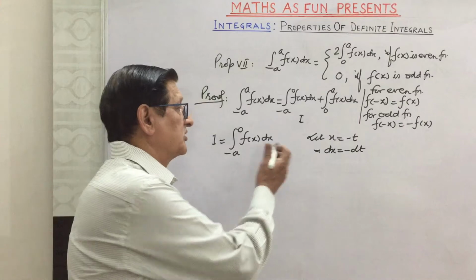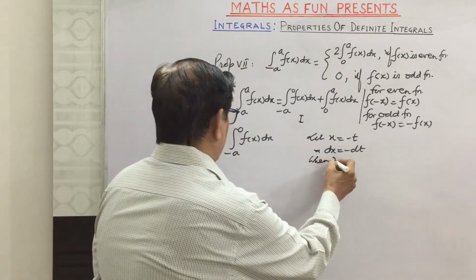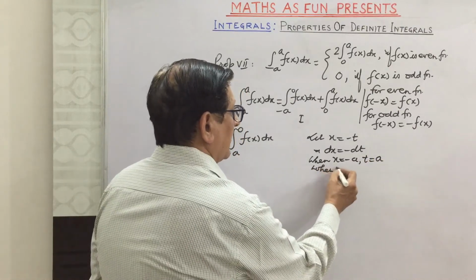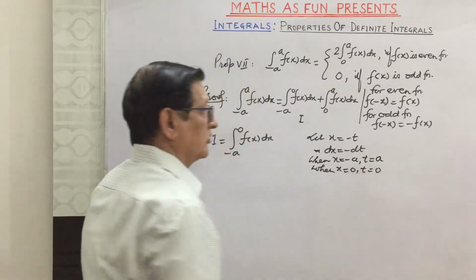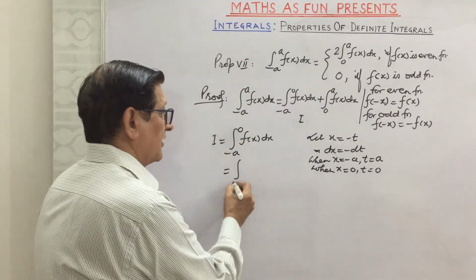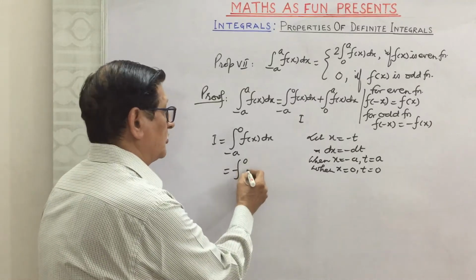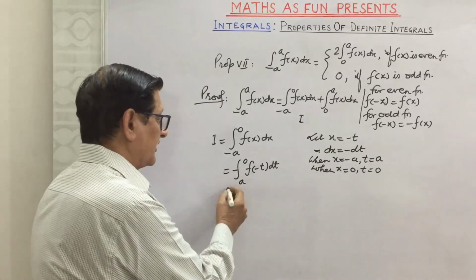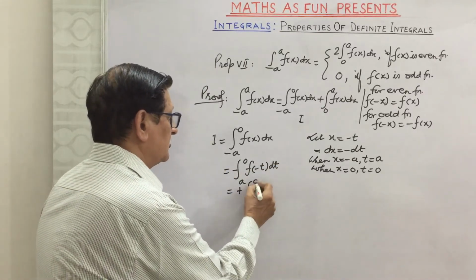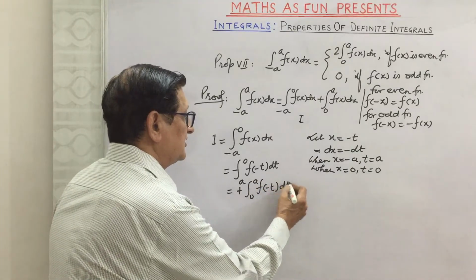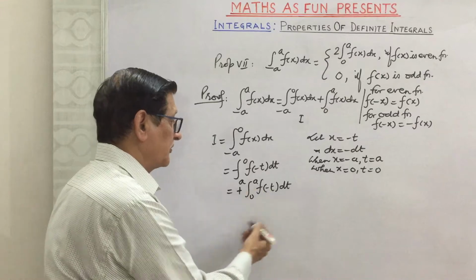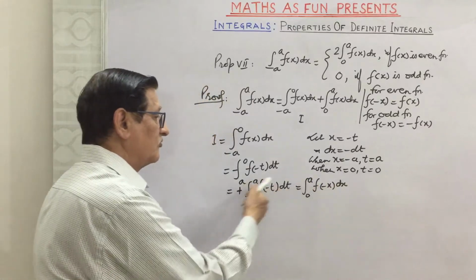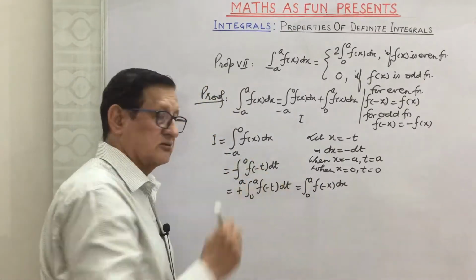Now we have to find the limits for t. When x is equal to minus a, t will be equal to a. And when x is equal to 0, t will be equal to 0. So here we will have integral minus a to 0 f of minus t dt. If we interchange the limits, the sign will change. So this will come as plus integral 0 to a f of minus t dt. Using the first property, we can also write this as integral 0 to a f of minus x dx, because the value will be the same since we are not changing the limits.